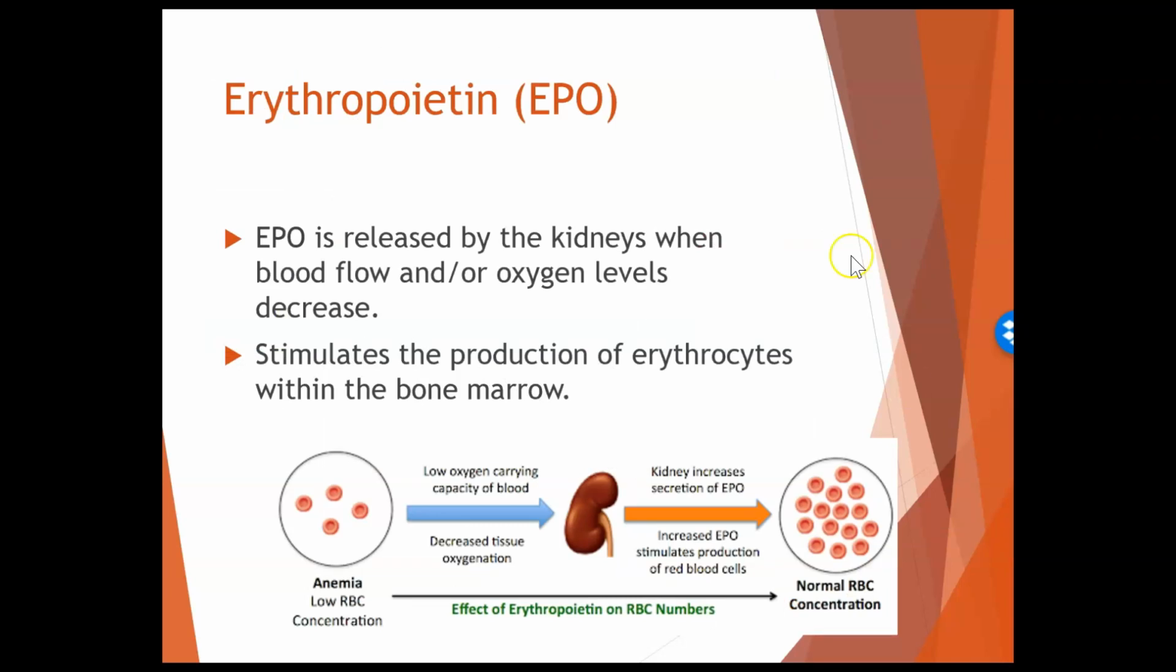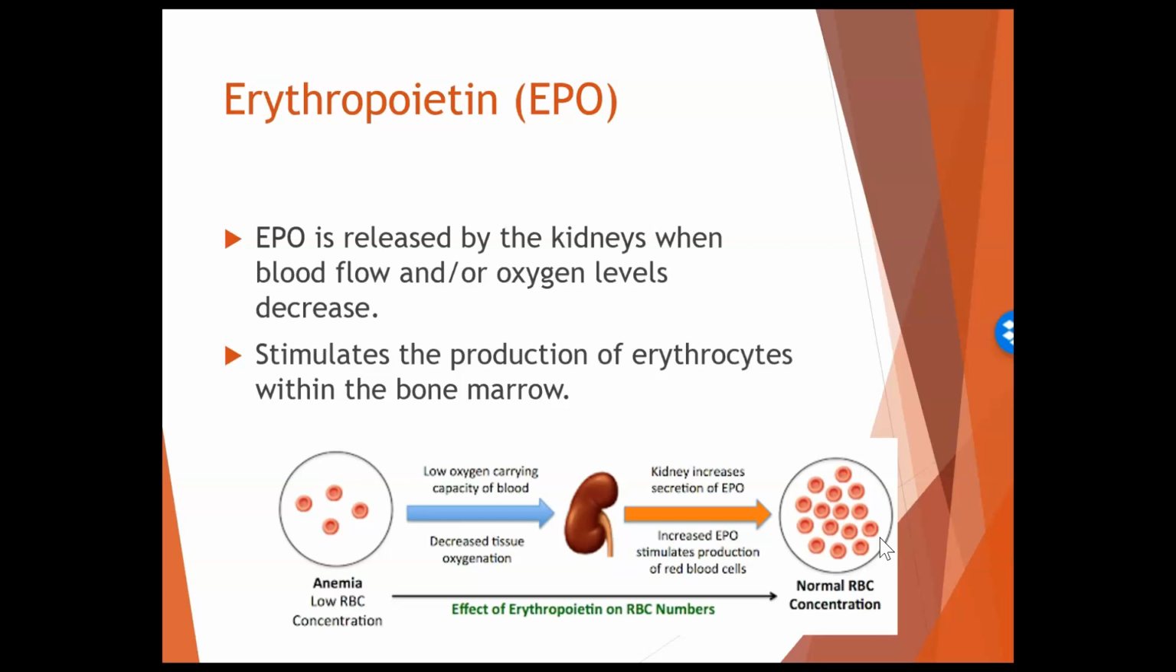So here it is, erythropoietin, also known as EPO. This, once again, is released from the kidneys when we start to see that blood flow or oxygen levels or blood volume is decreased. And it stimulates our red blood cells within our bone marrow to increase the production of it. So in somebody that is anemic, we start to see that we have low oxygen, our tissues are not being oxygenated, so the kidney gets a signal to release the hormone erythropoietin, and that goes over to our bone marrow and tells it to produce more red blood cells, and then we get normal red blood cell production.